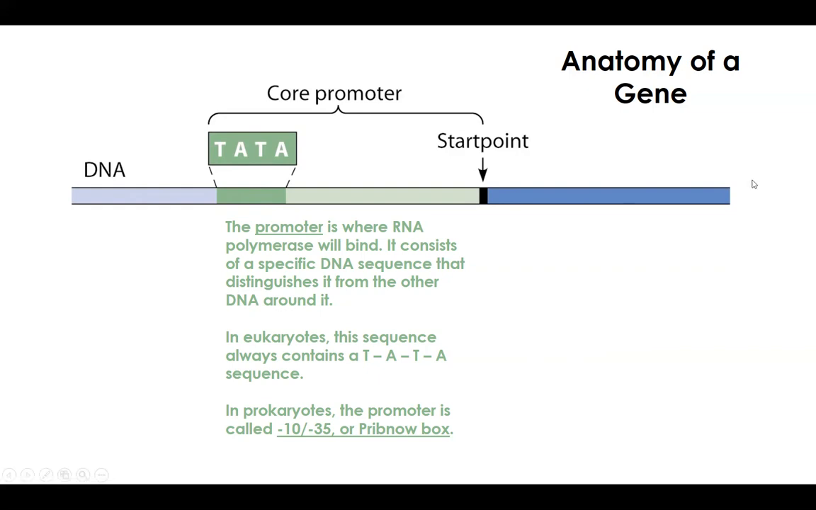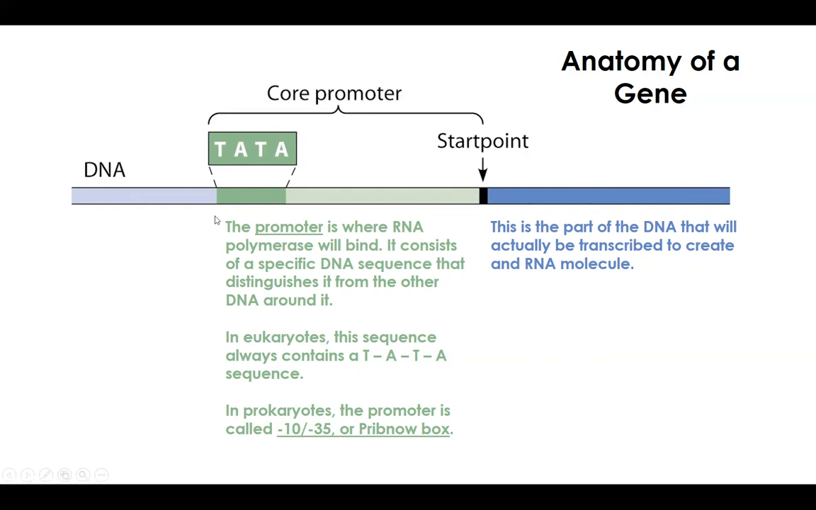Okay, so next, this blue part. This is the part of the DNA that will actually be transcribed to create an RNA molecule. None of the stuff that's green will actually make it into the chance to be a protein. The blue part is also called a coding region. It's the part we're going to transcribe, or you sometimes hear this referred to, specifically in a genomic context, as an open reading frame or an ORF. Those are some terminology that you may hear.